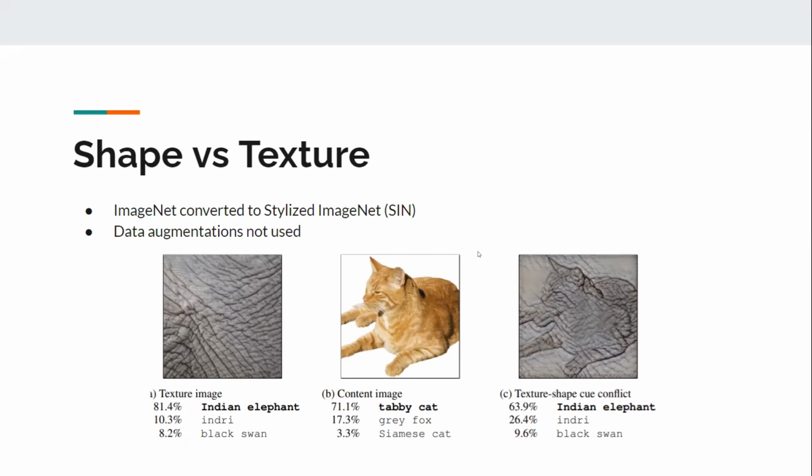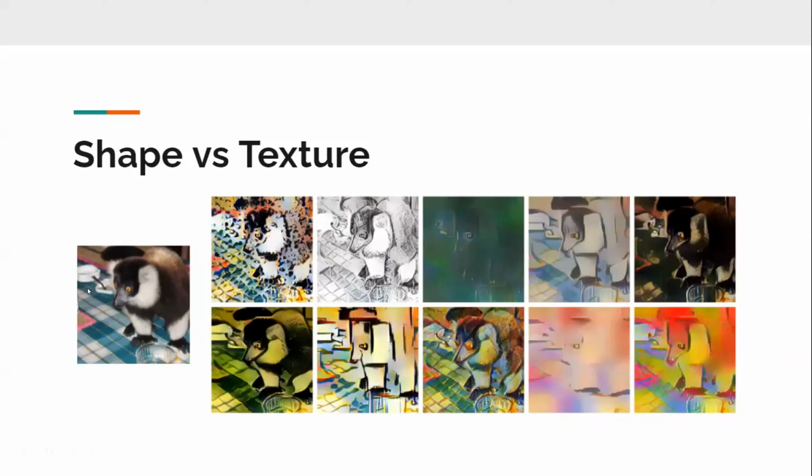All Stylized ImageNet is, is you take an image from ImageNet and perform a style transfer on it, kind of creating these different styles of art pieces. The important thing to note here is that in these stylized images, the general shape of this lemur is present in all these images, but there are no real textural cues to use because they're all different and it doesn't really retain a lot of the texture of the original image.